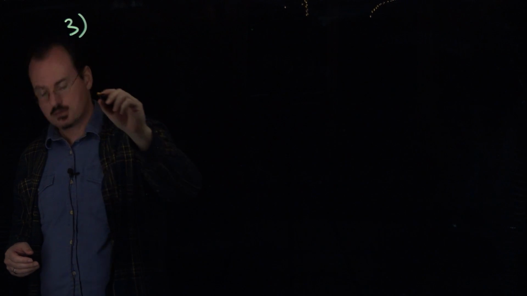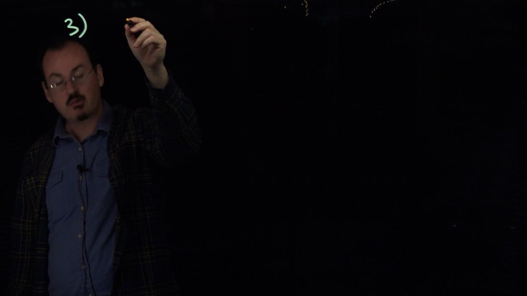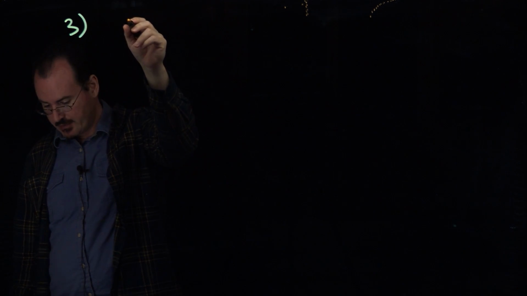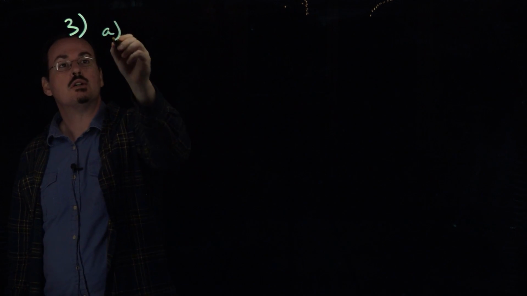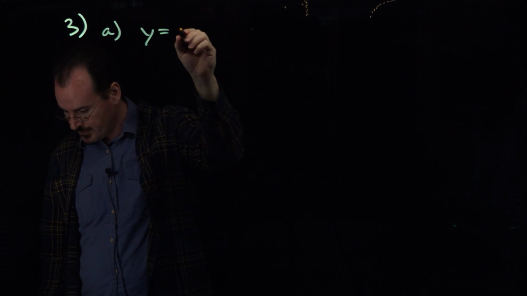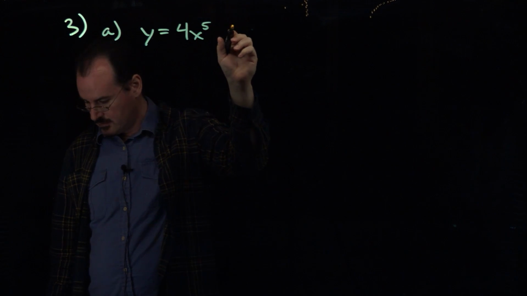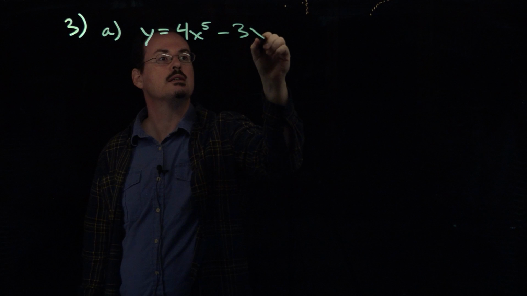Okay, we're looking at example 3, section 4.1. So this is the sum and difference rules for taking derivatives of functions using the power rule, basically combined with sum and difference rules. So we're given for part A, y is equal to 4x to the 5th minus 3x to the 6th.